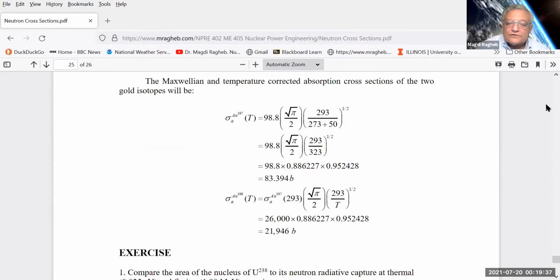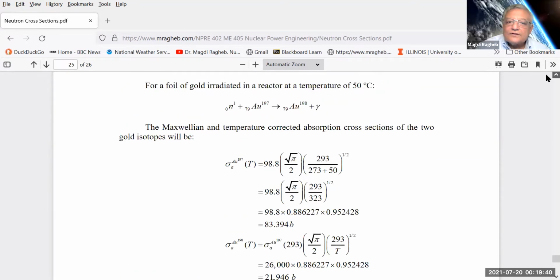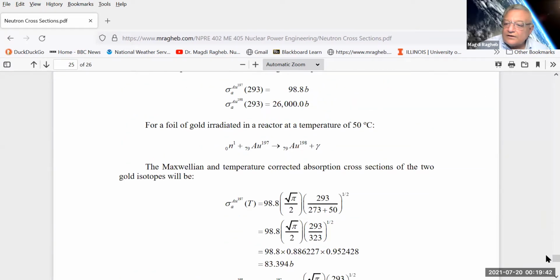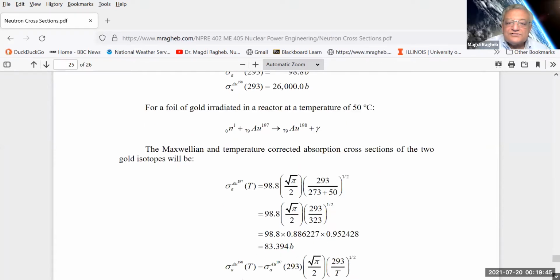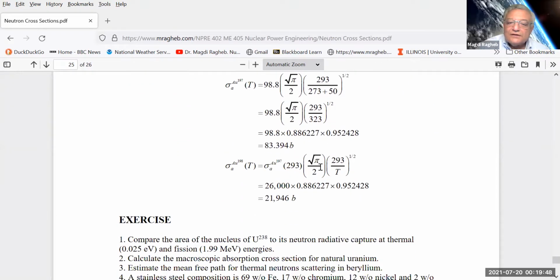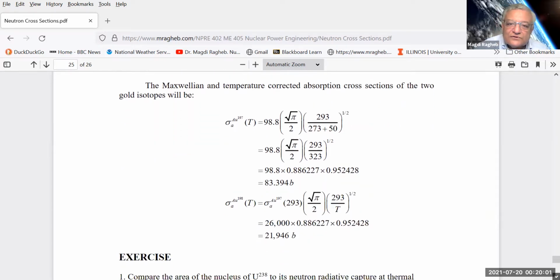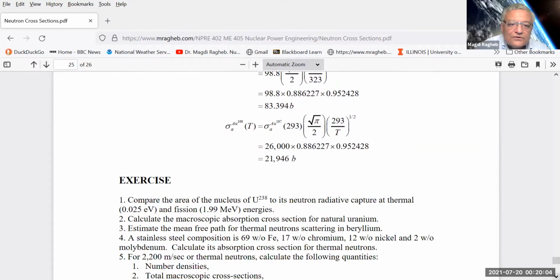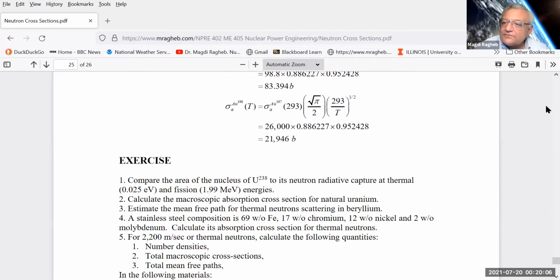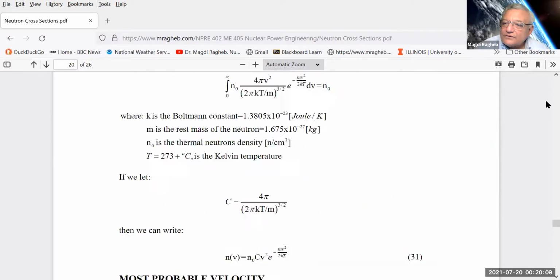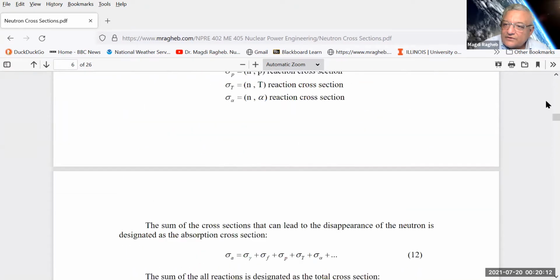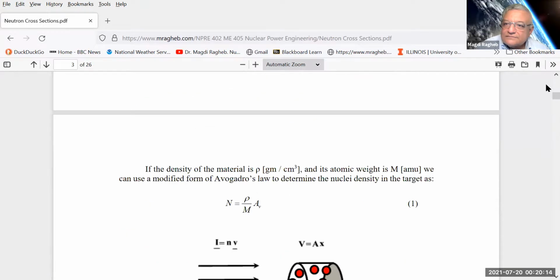And the absorption cross-section, instead of being in the range of 26,000 barns for the gold 198, when you apply the Maxwellian correction and the temperature correction, you end up with 21,000 barns instead of the 26,000 barns as the absorption cross-section. So in calculations of nuclear reactors, we take this into account. And that is a description of how neutrons' interactions with matter are in general considered.